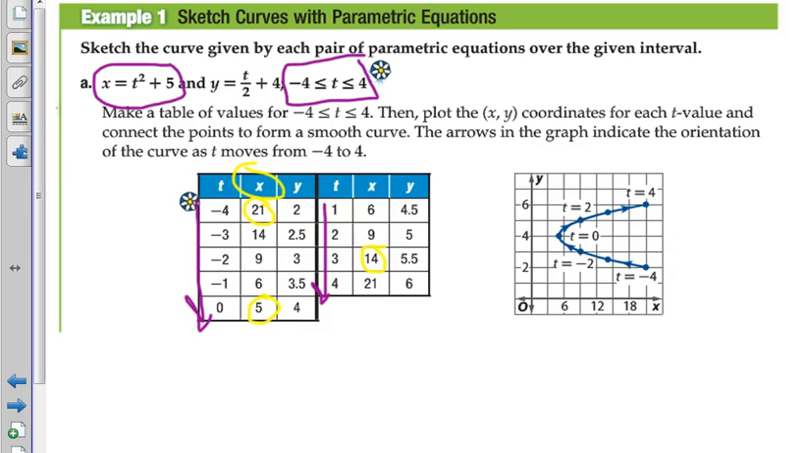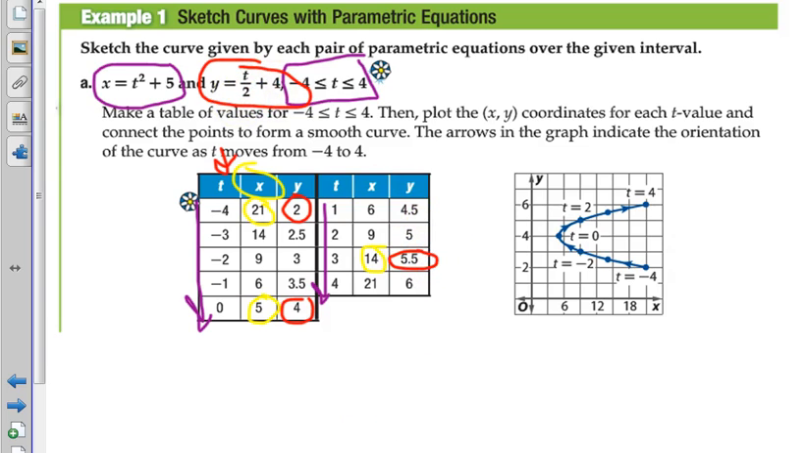Then you take the y, and what variable are we putting in here? T again. We're putting these numbers again into this. We're dividing by 2 and adding 4. So -4 divided by 2 is -2 plus 4 was 2. We got down to 0. 0 divided by 2 is 0 plus 4 was 4. We were over here at 3. 3 divided by 2 is 1.5 plus 4 is 5.5.